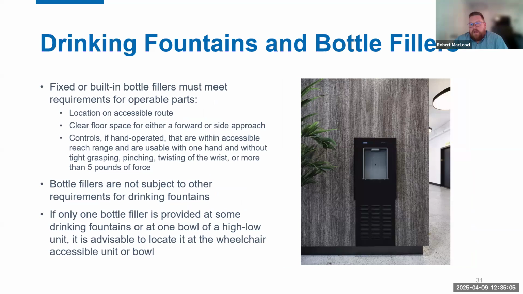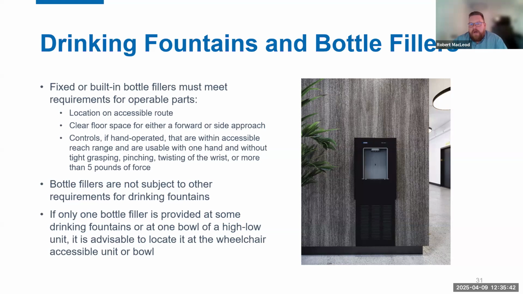Bottle fillers that are fixed or built in must meet requirements for operable parts. So the location has to be on an accessible route. We have to have clear floor space for either a forward or side approach. And if it's going to be hand operated, we need to make sure that the controls are within reach range and are usable with one hand without tight grasping, pinching, or twisting of the wrist. Most importantly, you have to be able to operate it with less than 5 pounds of force. So if that's not a sensor operated unit, if it was a push button bottle filler, the push button would have to be operated by less than 5 pounds of force.